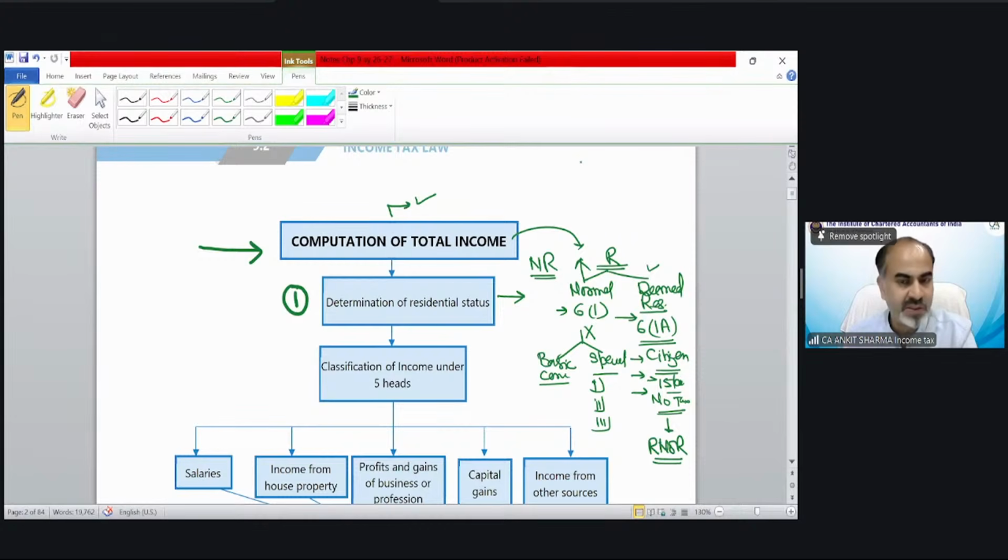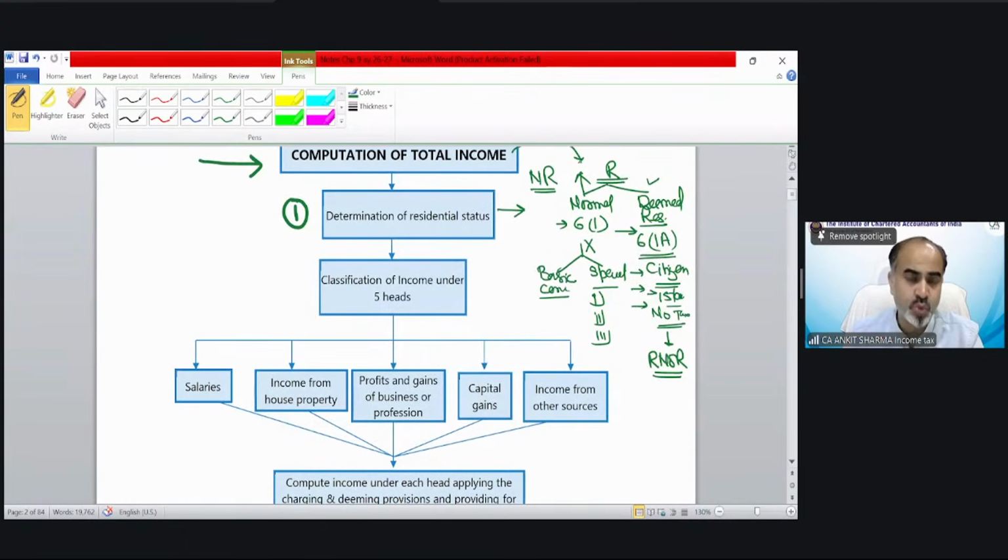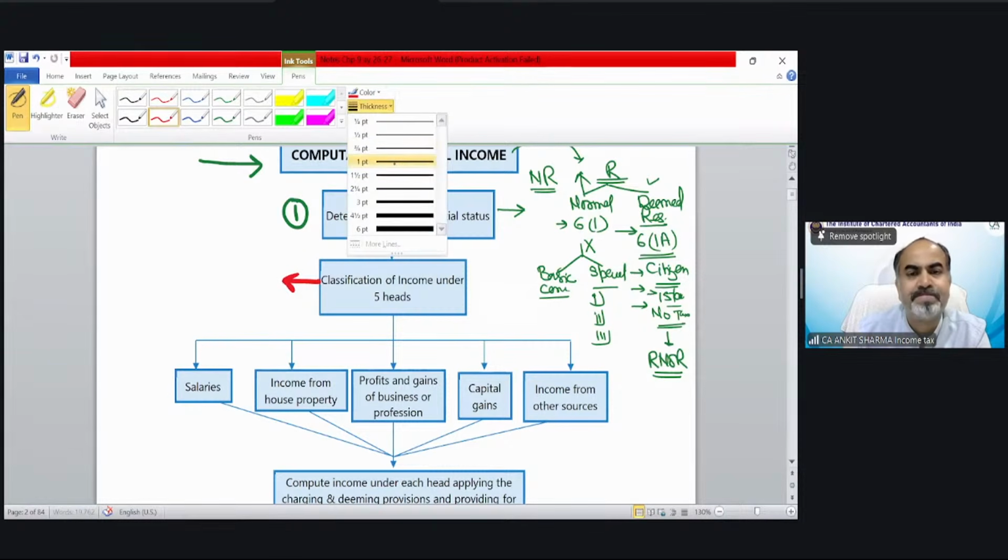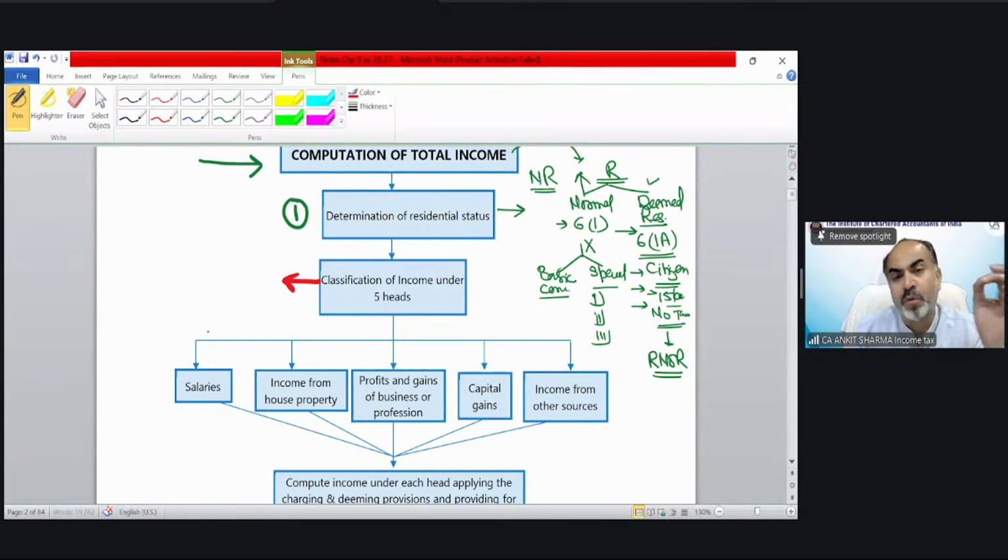So first thing comes first: in the question, there may be a situation in which you need to find out the residential status first. After finding out the residential status, the second thing is the calculation of income under separate heads of income as per the provisions. And this is, of course, the most important part of a question in which you have to calculate total income. So there could be salary information in which you have to find out the salary income.